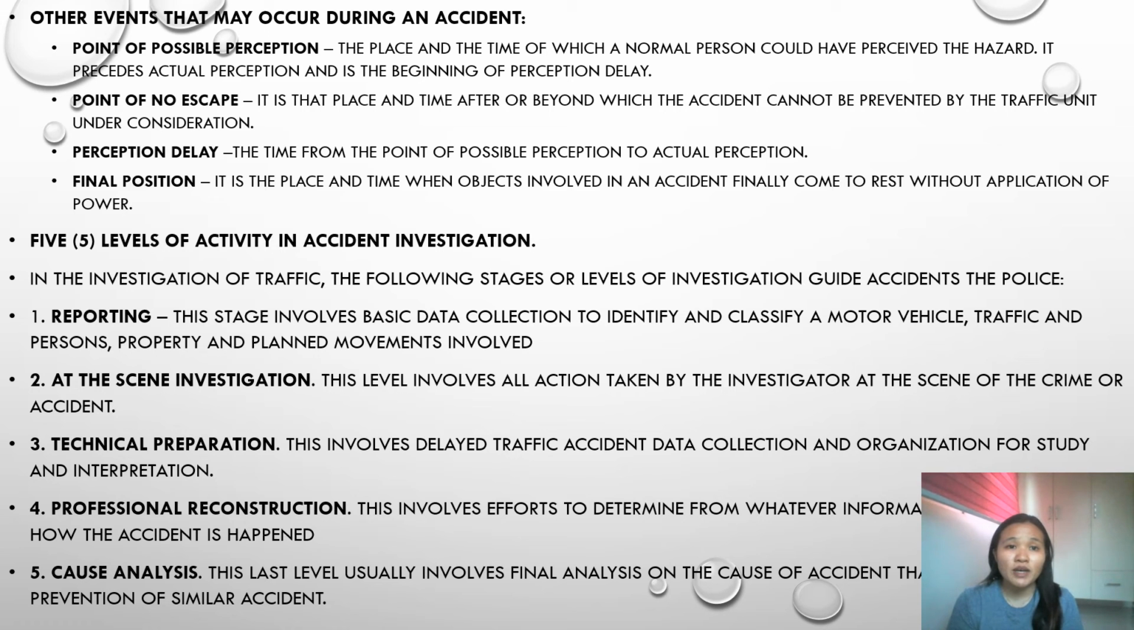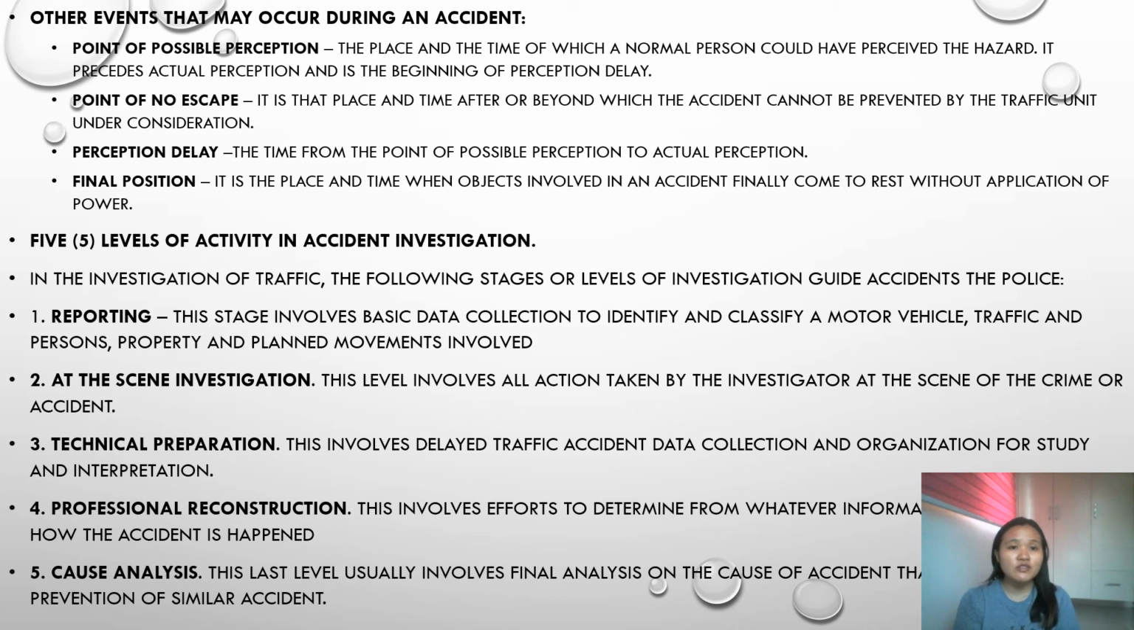Point of escape naman or point of no escape, it is that place and time after or beyond which the accident cannot be prevented. Ayan na yung time or place na hindi mo na talaga ma-prevent yung accident na yon, by the traffic unit under consideration. Perception delay, the time from the point of possible perception to actual perception. Final position, it is the place and time when objects involved in an accident finally come to rest without application of power. So, yun na yung final position.